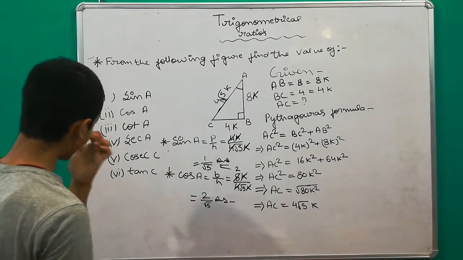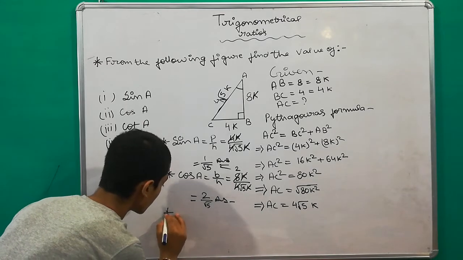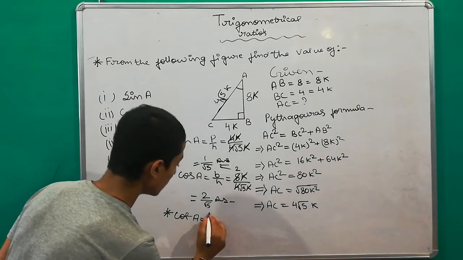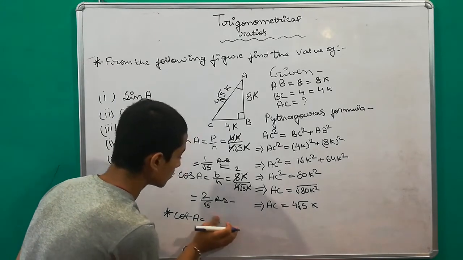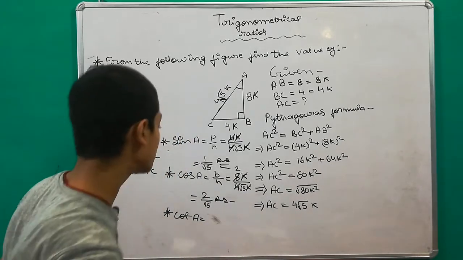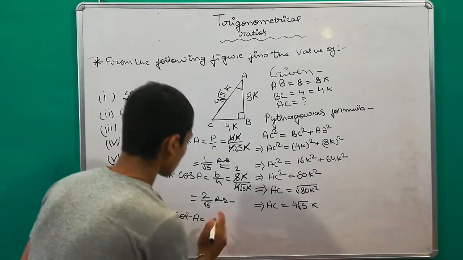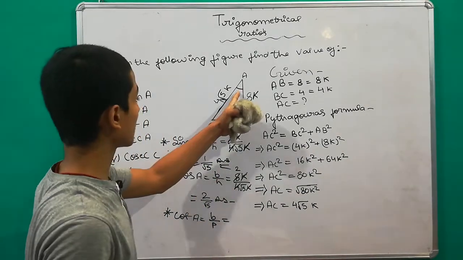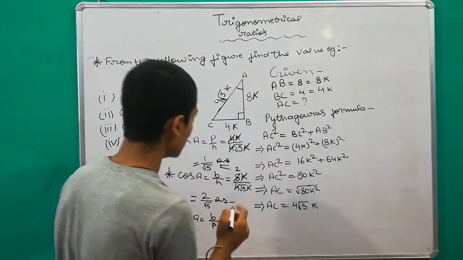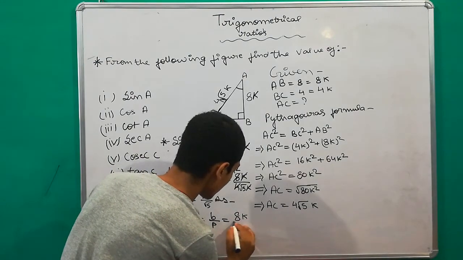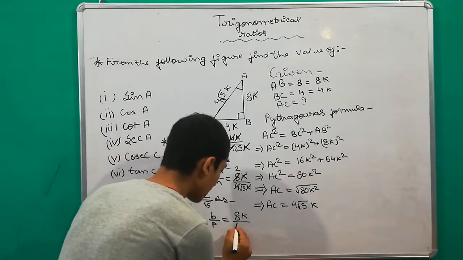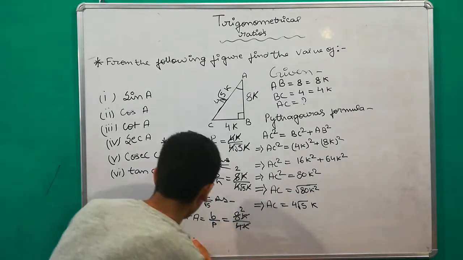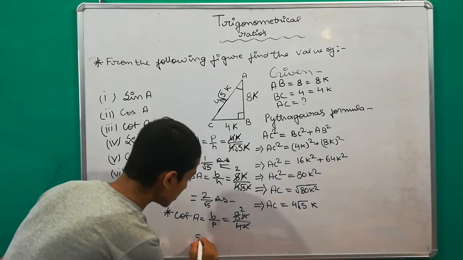Now friend, we have to find cot A. Cot is B by, sorry friend, cot is B by P equals, according to this angle B is AB. So we will write 8K and P is 4K. So friend, K cut and this is 2 times. So friend, the value of cot A is 2.